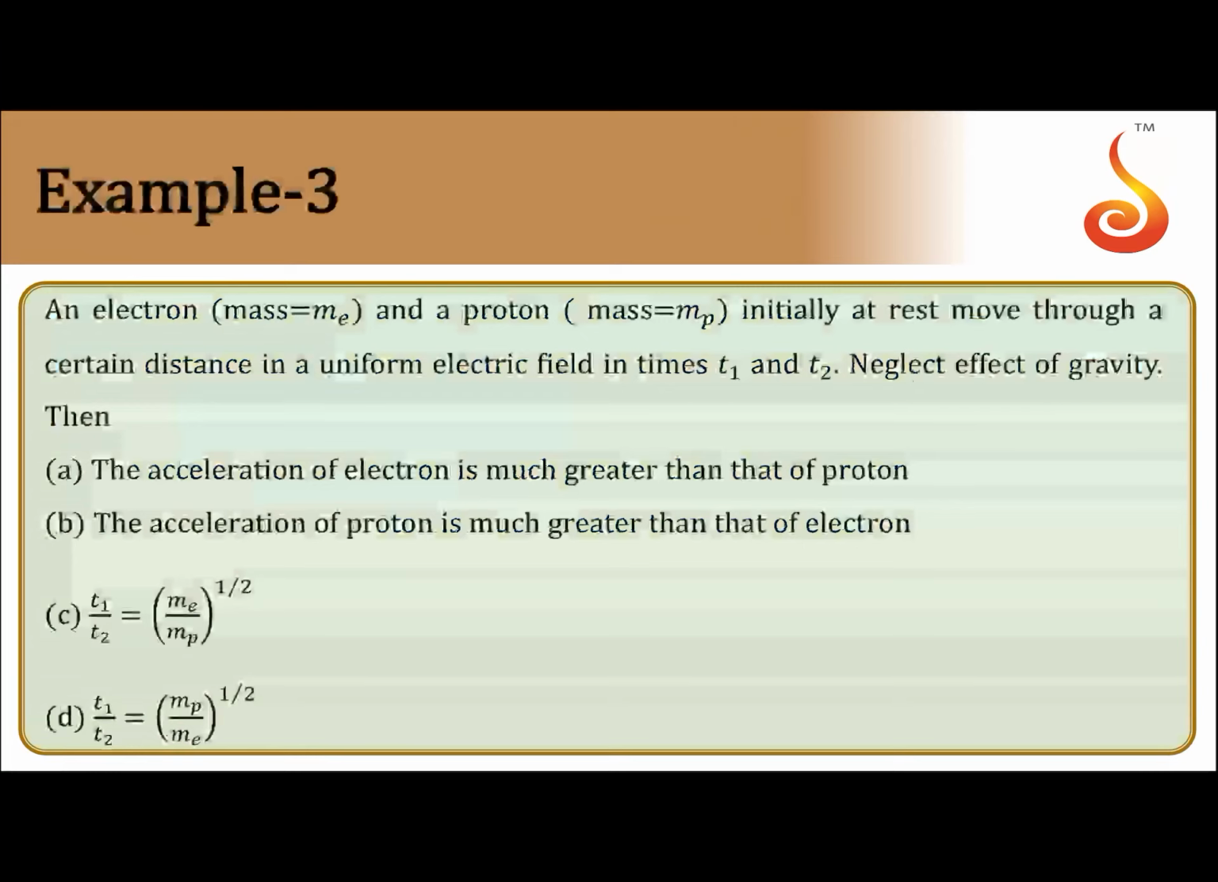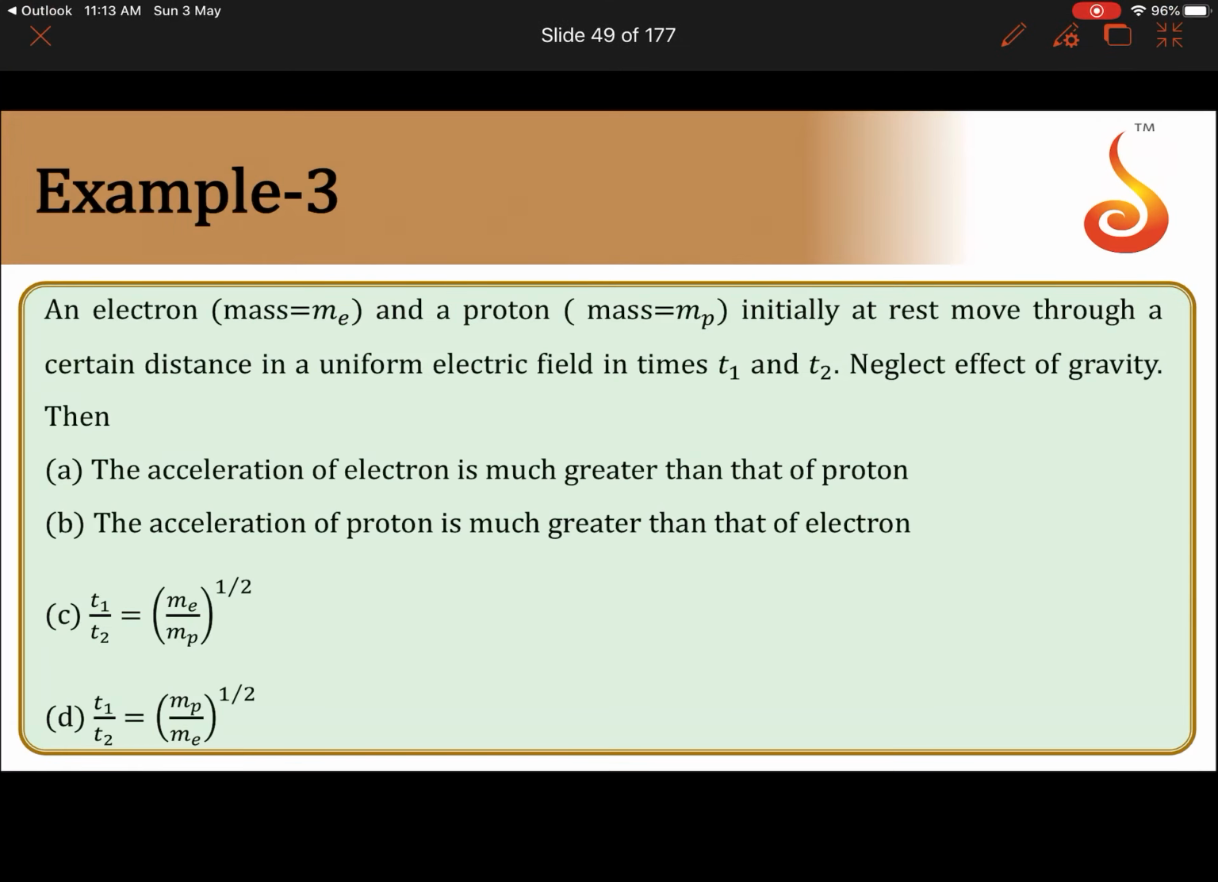Now come to question number 3. This is an electron of mass Me and proton of mass Mp initially at rest move through a certain distance in a uniform field in time t1 and t2. Neglect effect of gravity, then acceleration of electron is much greater than proton. B is acceleration of proton is much greater. Third is t1 by t2, and fourth is also. Which one is correct?